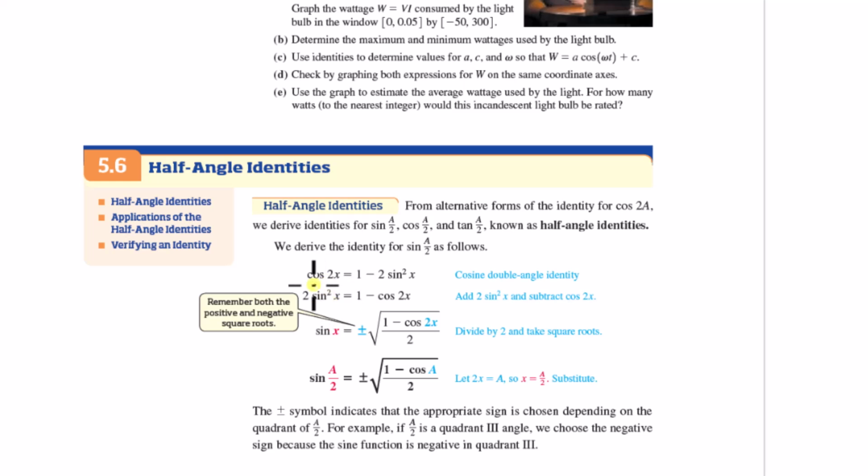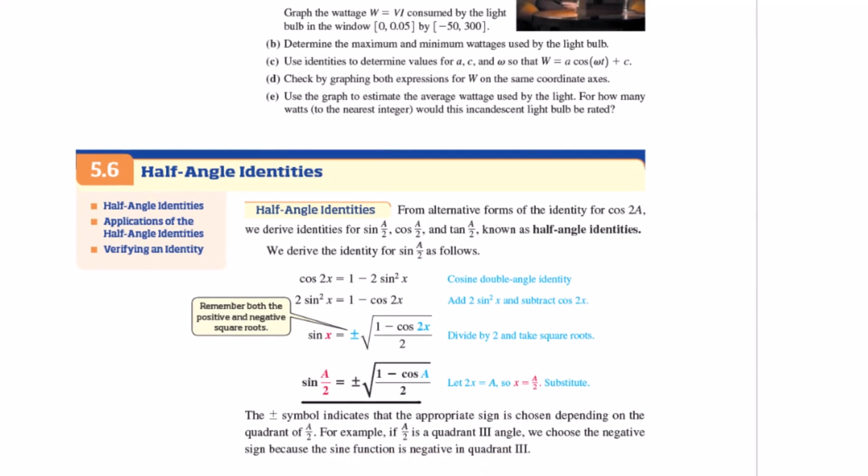Now, starting from here, if you let 2x equal a, which means that x is equal to a divided by 2, then you can substitute a for 2x, and a divided by 2 for x, and there is the half angle identity for sine. The plus and minus symbol indicates that the appropriate sign is chosen depending on the quadrant of a divided by 2. For example, if a divided by 2 is a quadrant 3 angle, we choose the negative sign because the sine function is negative in quadrant 3. All right?